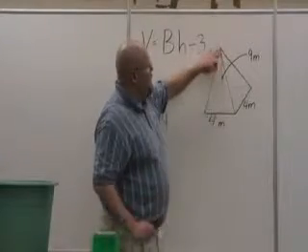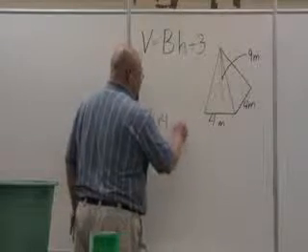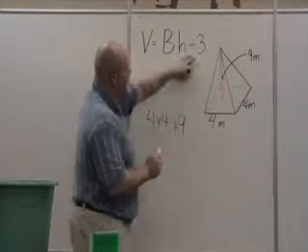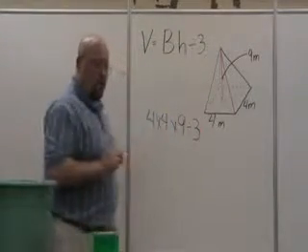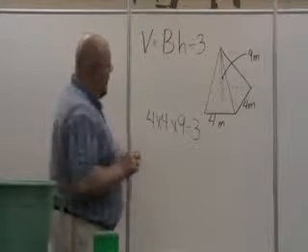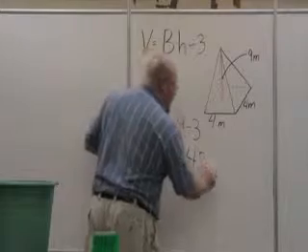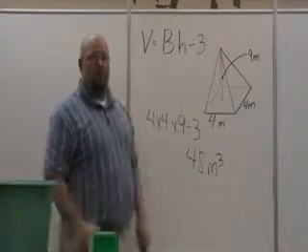Now we're going to have to multiply that by the height of the pyramid. Our height here will be 9. And because it is a pyramid, we divide by 3. So we go through our multiplication here, and we will end up with 48. Once again, volume, so meters cubed, or 48 cubic meters.